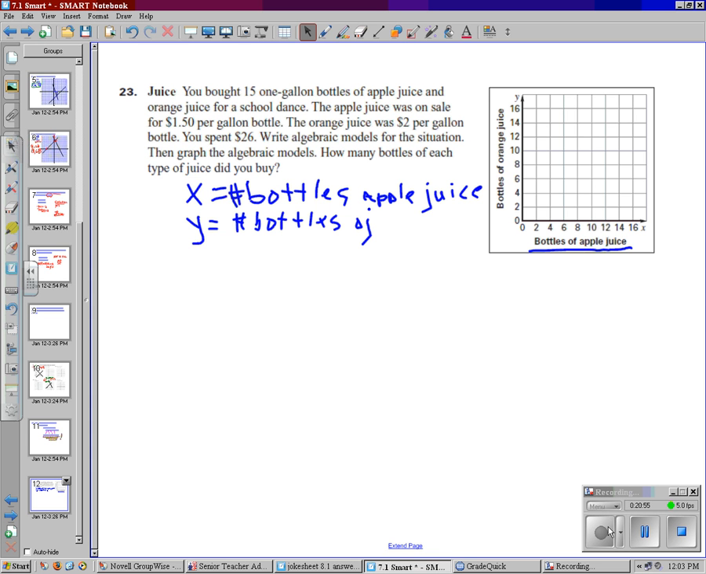So you are given a couple pieces of information. You are given that you bought 15 bottles of juice. You are also given the information that you spent $26. Could you possibly talk to your partner now and maybe think a little better about some information?